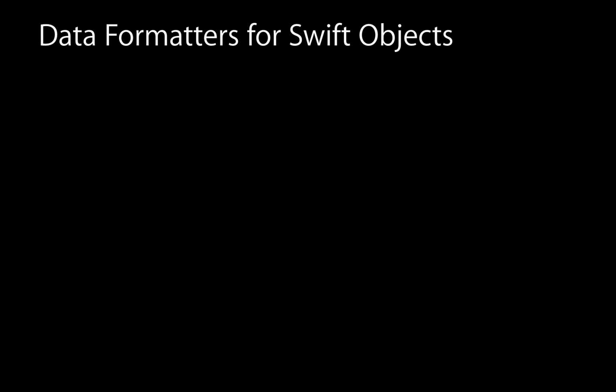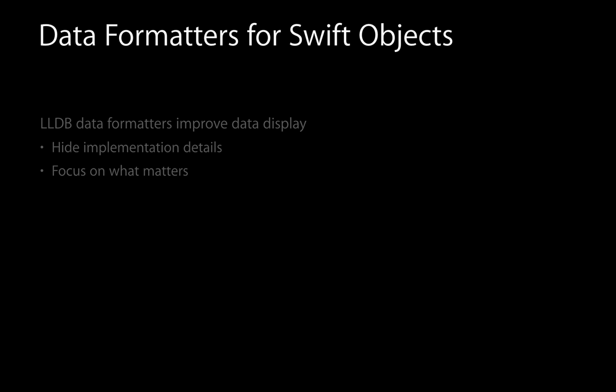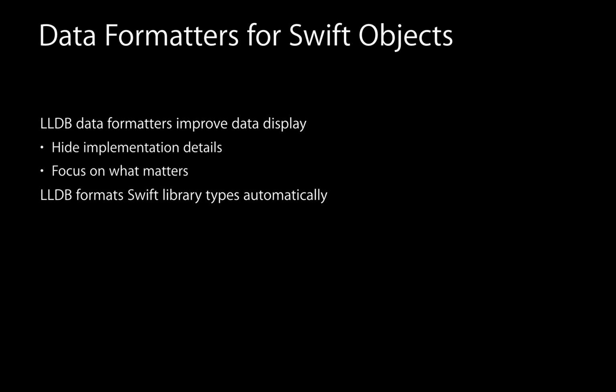Now, this topic is really dear to my heart because that's what I usually work on, data formatters. Data formatters are a way in lldb to improve the way your data is shown, to hide implementation details, and only focus on the core things that matter to you when you're debugging. Much like we do for C++ and Objective-C, we automatically format types in the Swift library. You don't have to worry about that. That will all happen automatically for you.